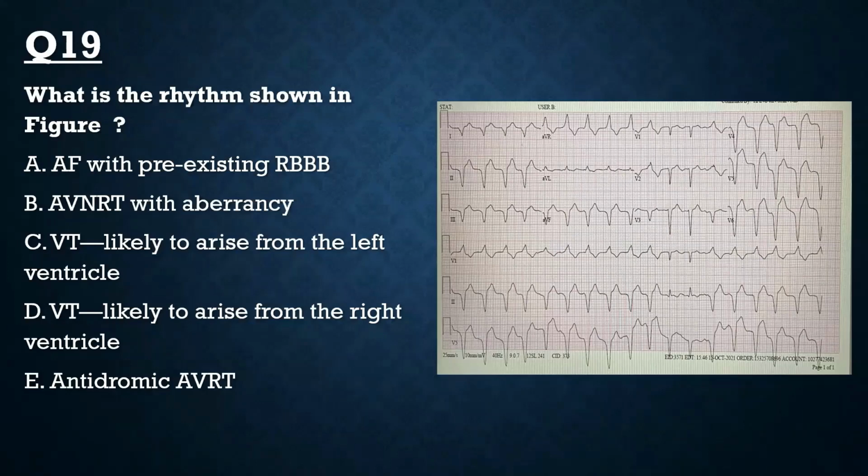Wide QRS complex tachycardia. Good. Although all of the options can be presented with wide QRS complex tachycardia. So the inferior lead is negative. This is from the base away from the inferior lead, and the pattern is RBBB in V1. This is most probably VT, likely arising from the left ventricle.